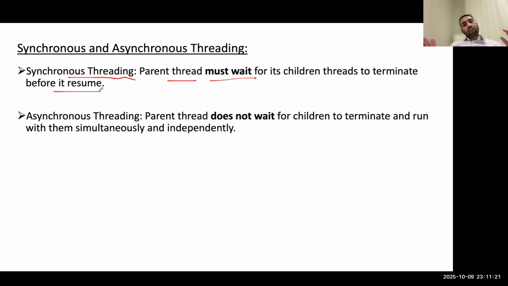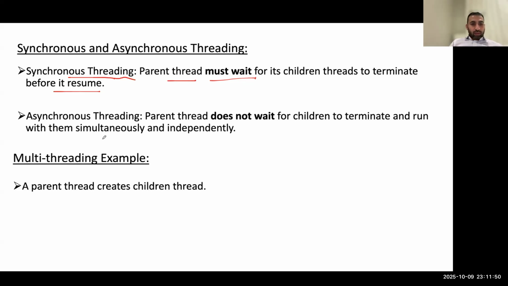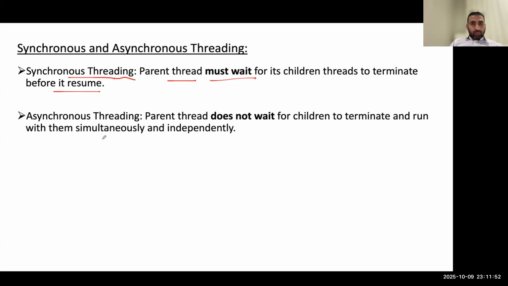Asynchronous threading is where your parent thread doesn't wait for the children to terminate. It can just create the children threads, and after creating, it can continue with its own execution, right? So both the parent and the children threads can run simultaneously and independently. Again, you can use the same analogy of the processes, where you say, don't wait for the children processes to complete. You just create the children processes and continue with your execution.